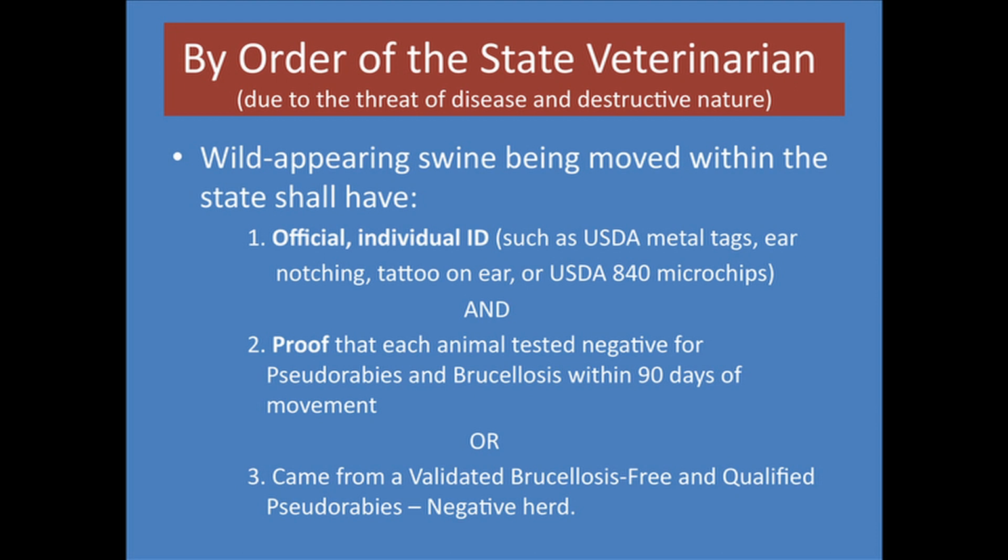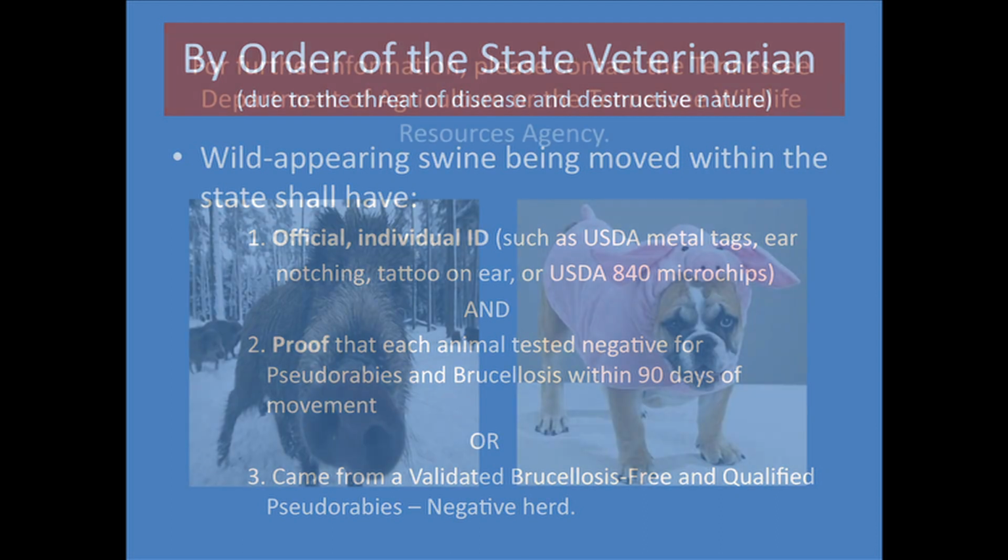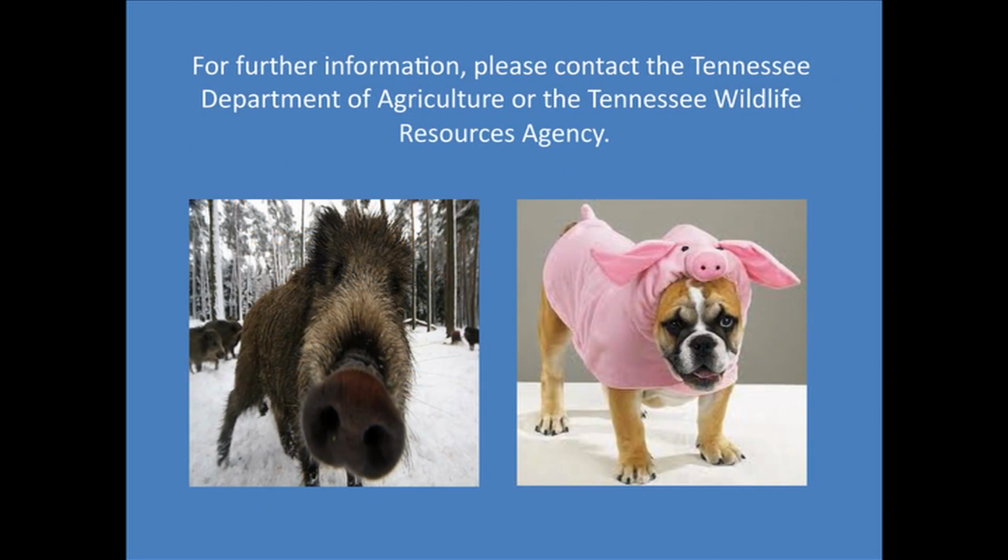And number 2, proof that each animal tested negative for pseudorabies and brucellosis within 90 days of movement. Or number 3, came from a validated brucellosis-free and qualified pseudorabies negative herd. For further information, please contact the Tennessee Department of Agriculture or the Tennessee Wildlife Resources Agency.